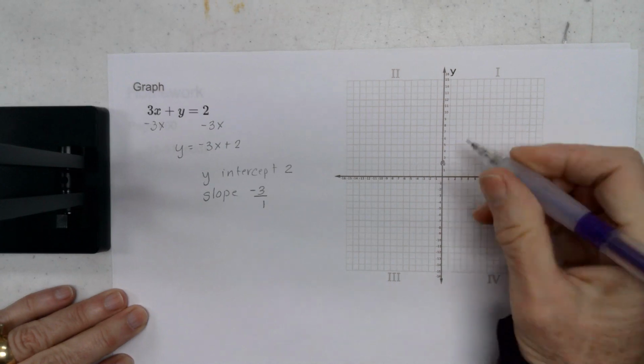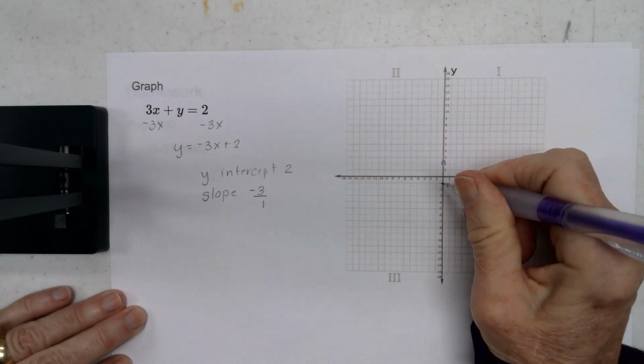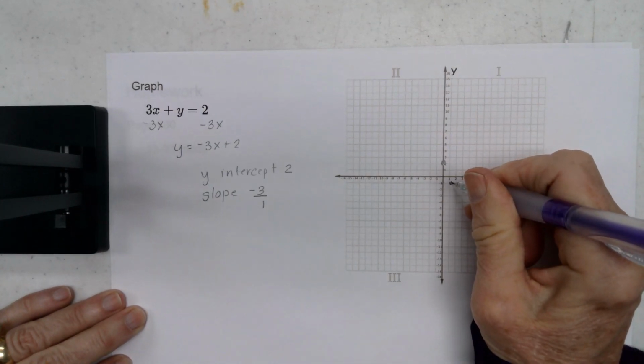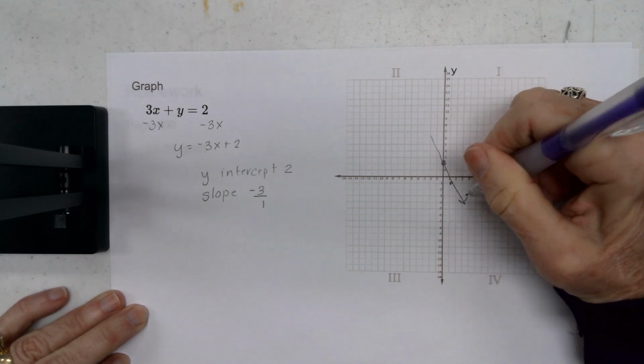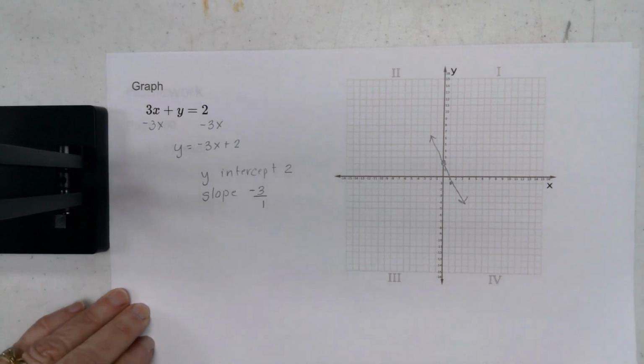Then I'm going to go down 3, 1, 2, 3, and over to the right 1. And draw a line through it.